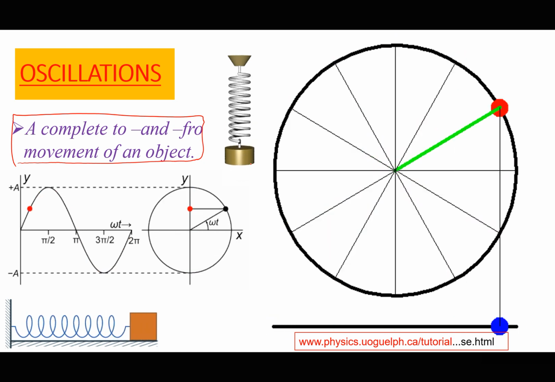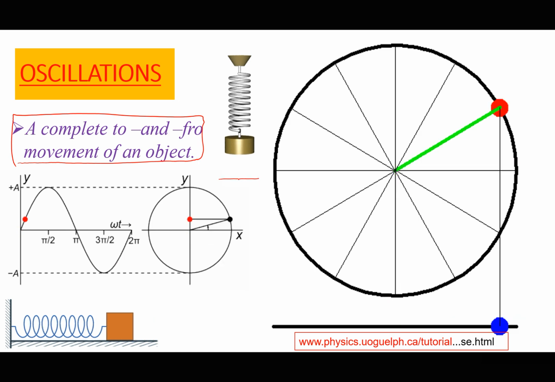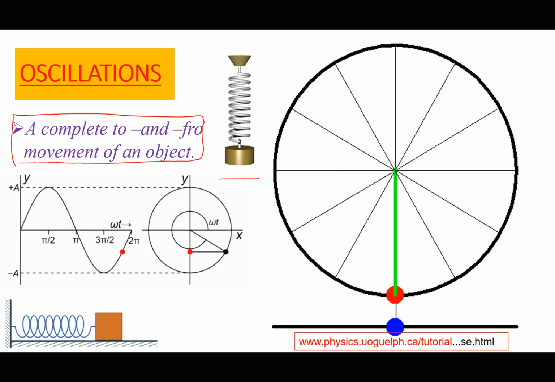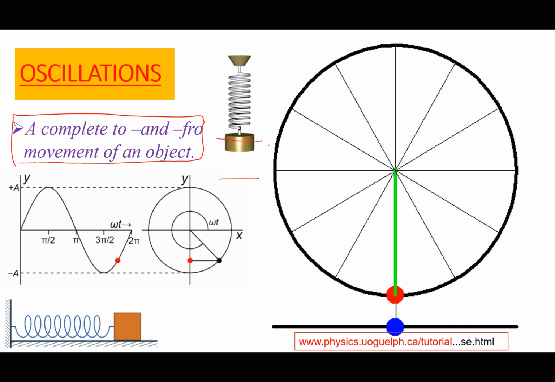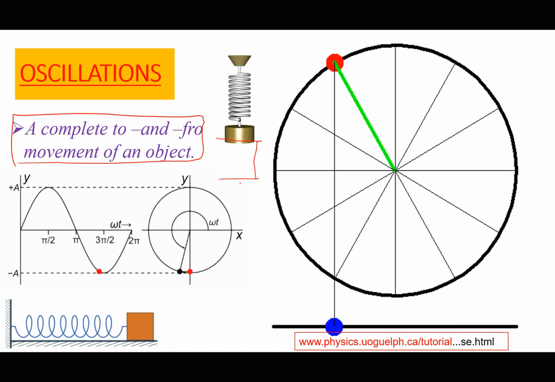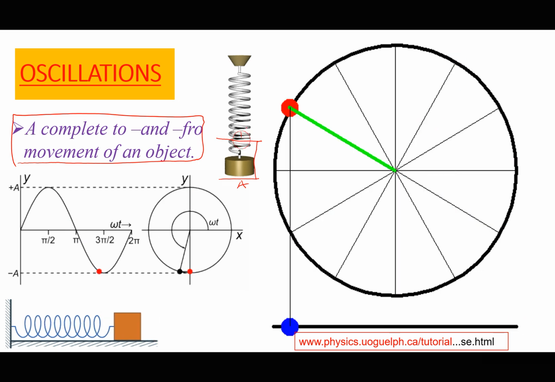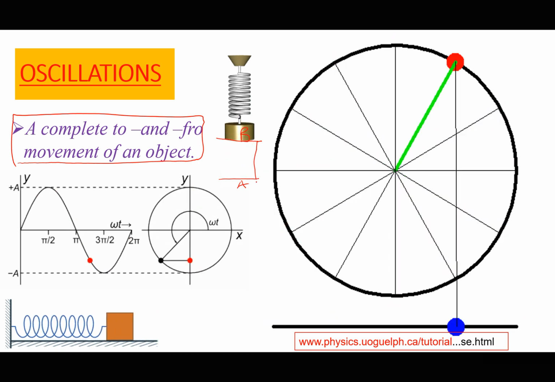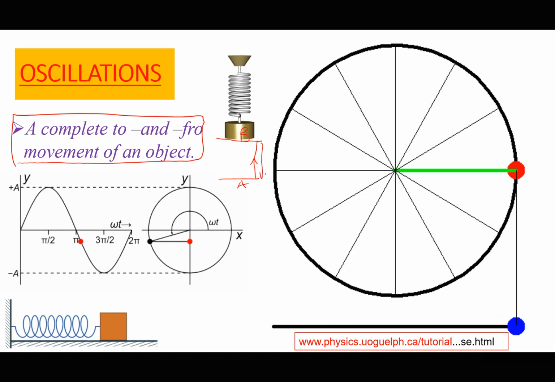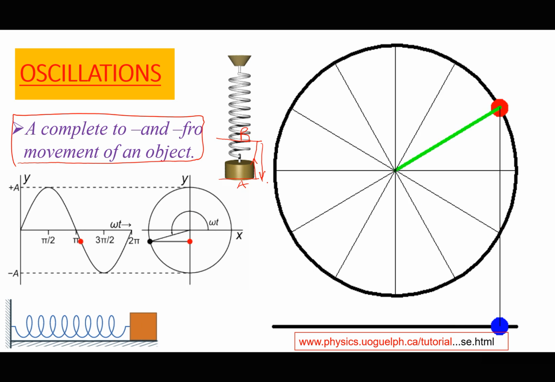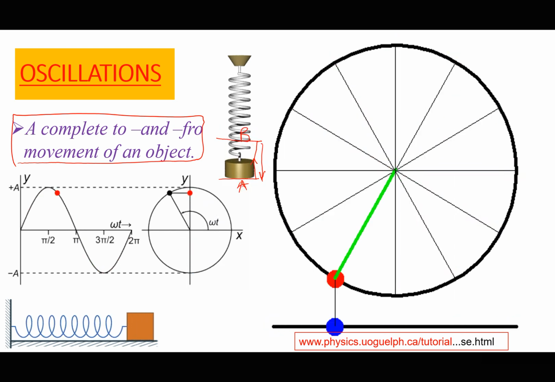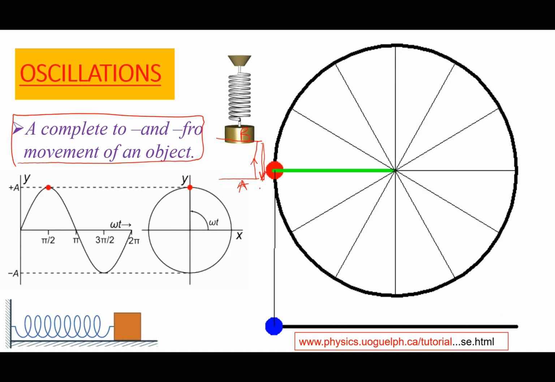For example, if I consider this animation, starting from this point, it goes to the extreme point upwards. Let's say this is A, and we're going to call this level B. It starts from A, it moves to B. If it comes back to A, then we call that a complete oscillation, a complete to and fro. The moment we come back to A, we shall call that a complete oscillation.